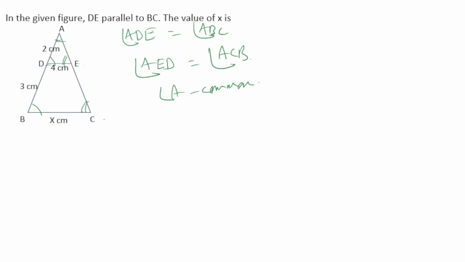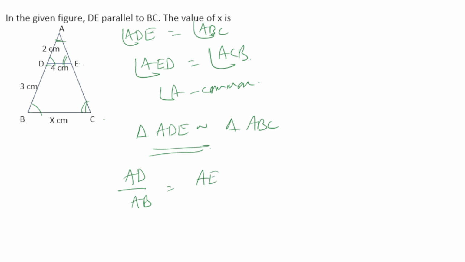So the corresponding angles are equal. So these two triangles are similar. Triangle ADE is similar to triangle ABC. We have to write the correct order here. See, if these two triangles are similar, then the ratio of the corresponding sides is equal. So AD divided by AB is equal to AE divided by AC is equal to DE divided by BC. Now we have the values of AD and AB, and we have the value DE. We have to find the BC value.